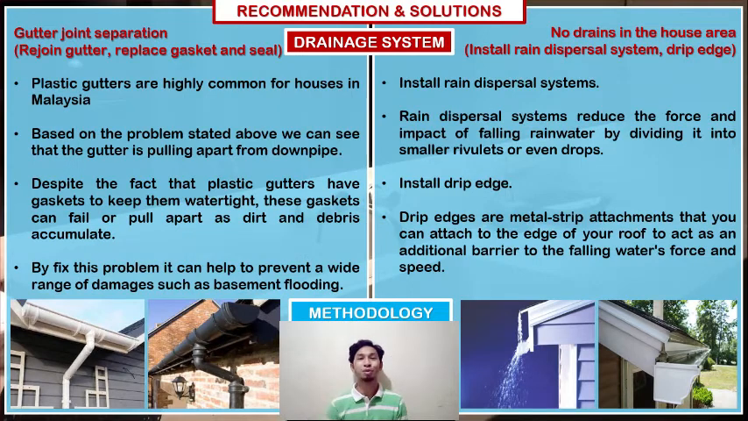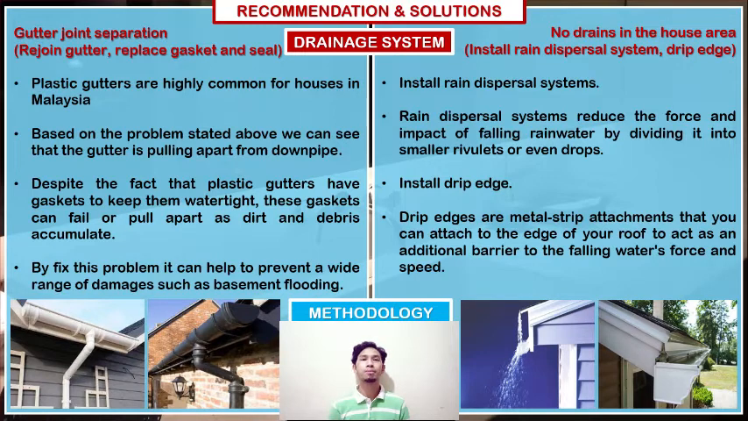Recommendation and solution for this problem. For the gutter joint separation, we suggest to rejoin the gutter, replace the gasket and seal. In this country, Malaysia, plastic gutters are highly common for houses. Based on the problem stated, we can see that the gutter is pulling apart from the downpipe. Plastic gutters have gaskets to keep them watertight. These gaskets can fail or pull apart as dirt and debris accumulate from high flow of water. So, by fixing this problem, it can help to prevent a wide range of damage such as basement flooding.